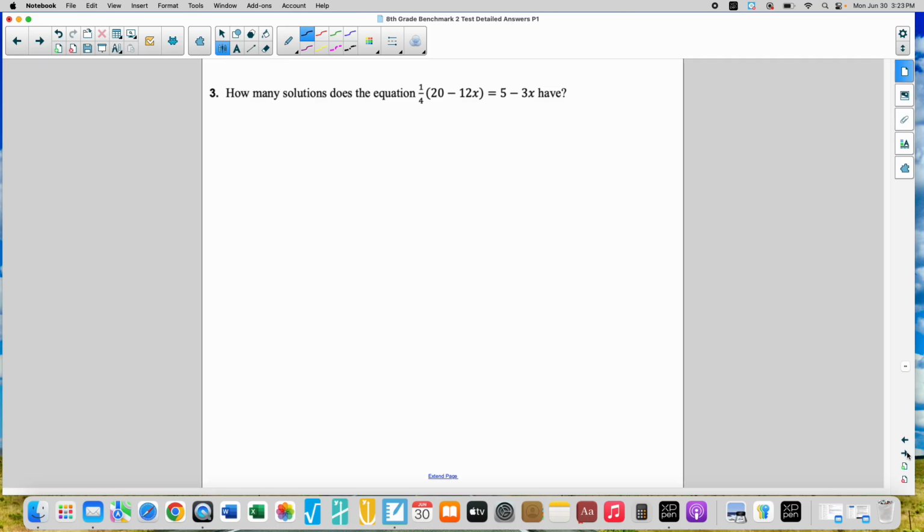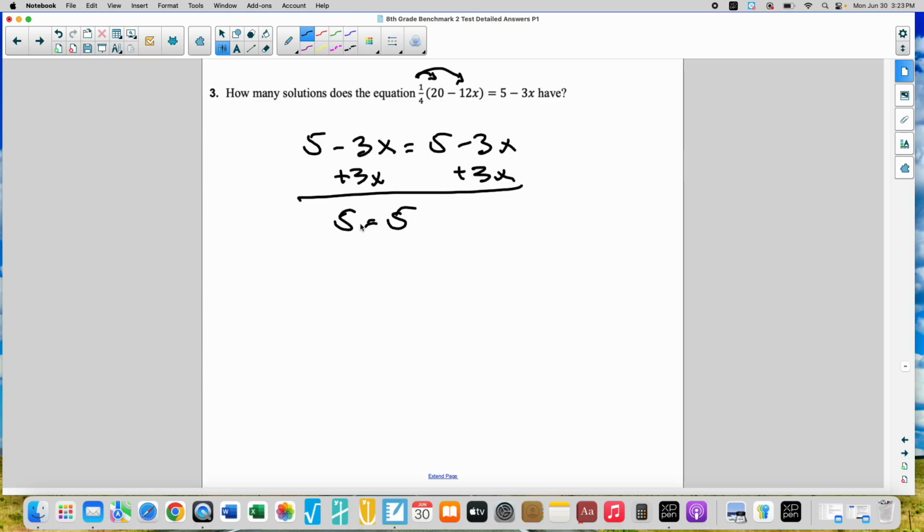How many solutions does the equation 1/4 times the quantity 20 minus 12x equals 5 minus 3x have? So remember, our choices are 1, infinitely many, or no solutions. And we're going to distribute this. So that's 1/4 times 20, which is 5. 1/4 times -12x is -3x, equals 5 minus 3x.